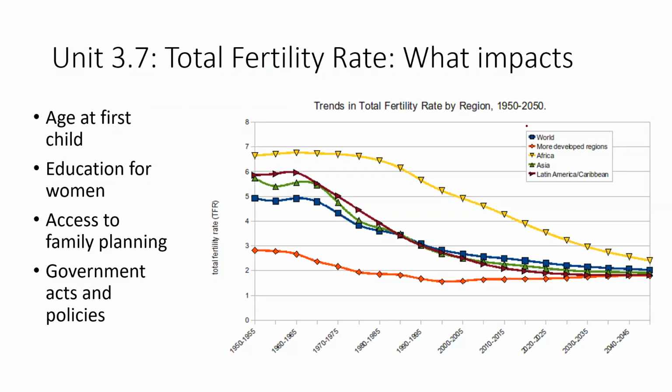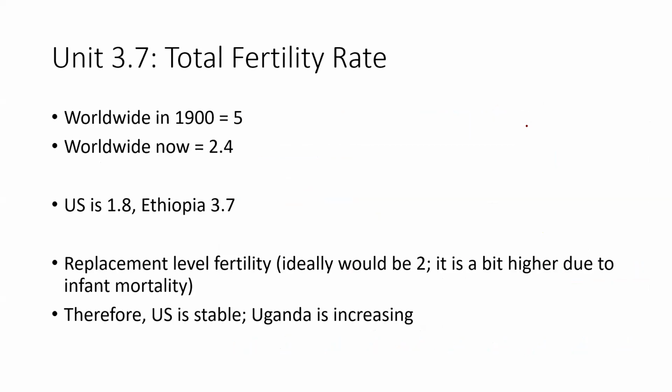Well, first, the age at which a woman has her first child. In areas where women start having babies in their teens, they tend to have more babies over the course of their lifetime. Education of women: if women are educated, they tend to delay that age at first child. Also, access to family planning, access to birth control allows them to choose when they want to have babies. And then government acts and policies like the one-child policy can change total fertility rate.